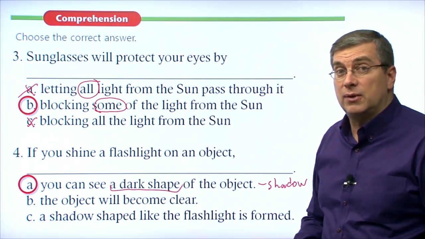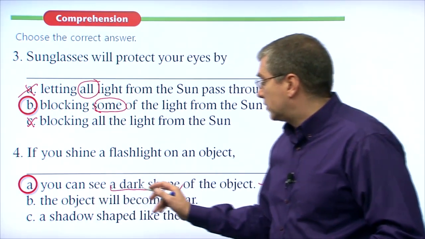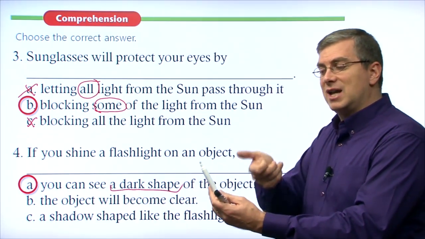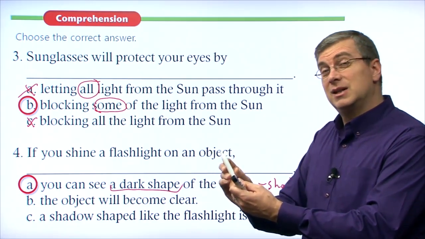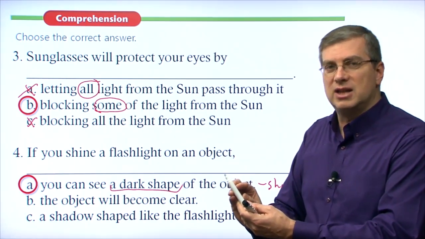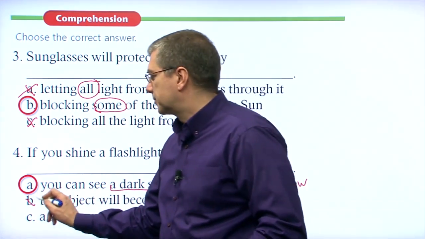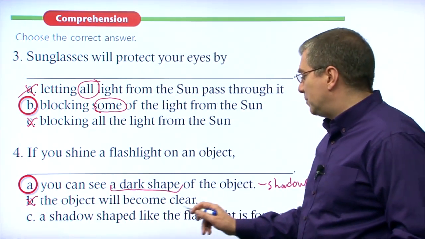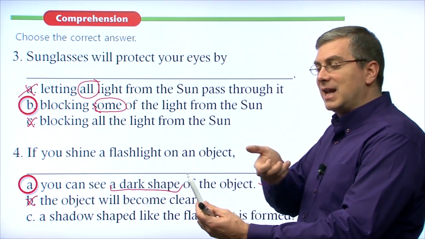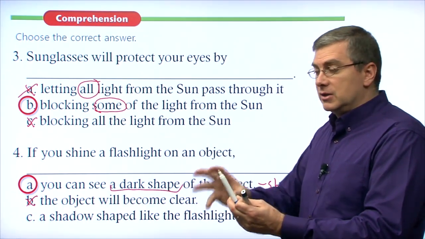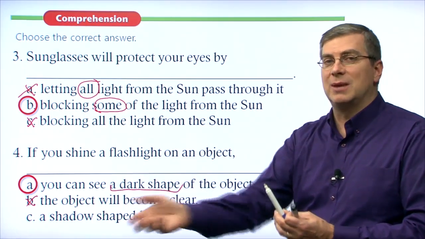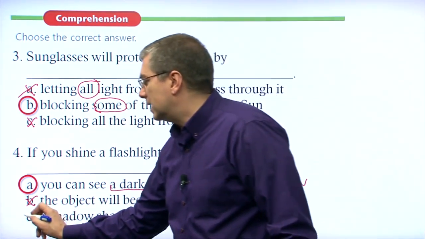Let's look at B and C for practice. B, the object will become clear. That would be strange, right? If I shined a flashlight on this object, does it suddenly turn into a clear object? No, it's still an object that is not clear. So B, that's not true. C, a shadow shaped like the flashlight is formed. So if I shine a light on, for example, a ball, do I see a flashlight shaped shadow behind it? No, I see a ball shaped shadow behind it. So C is not correct.